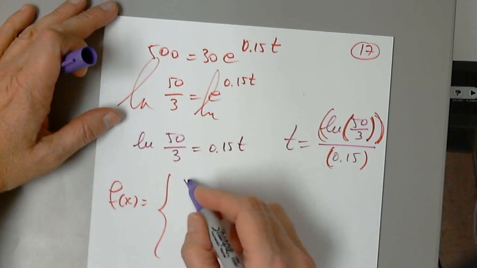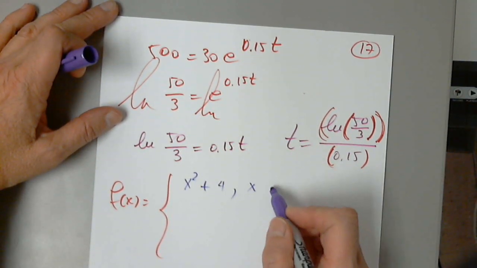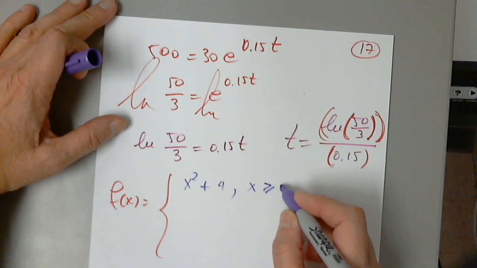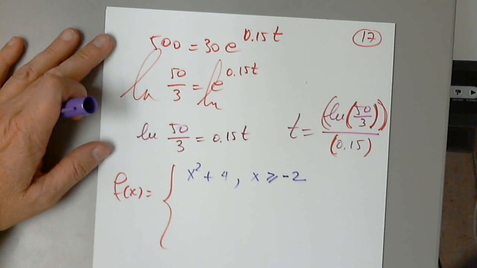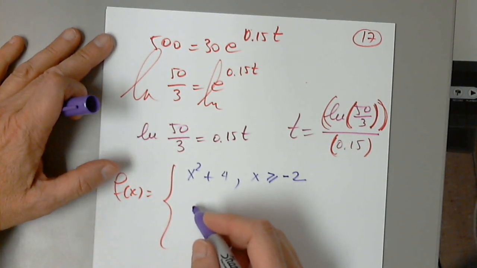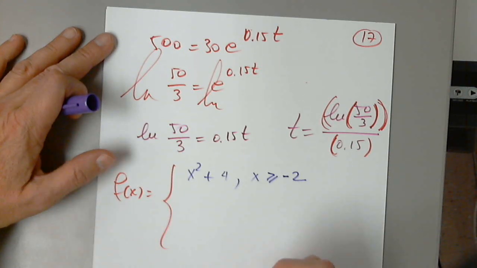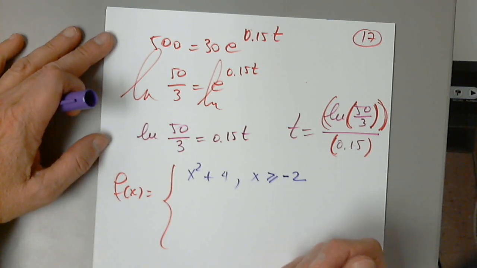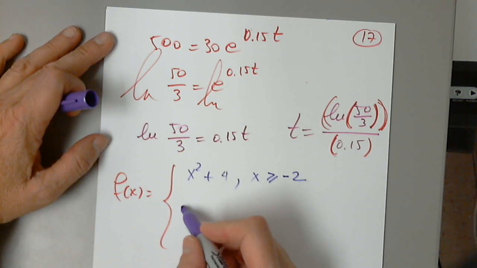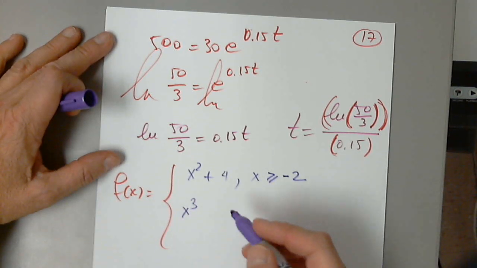x squared plus 4, for x greater than or equal to negative 2. Do you think it would be okay if we do cubic, or is that too hard? No, that's fine. Then x to the power 3. Okay. You want 2 branches or 3 branches? Okay.